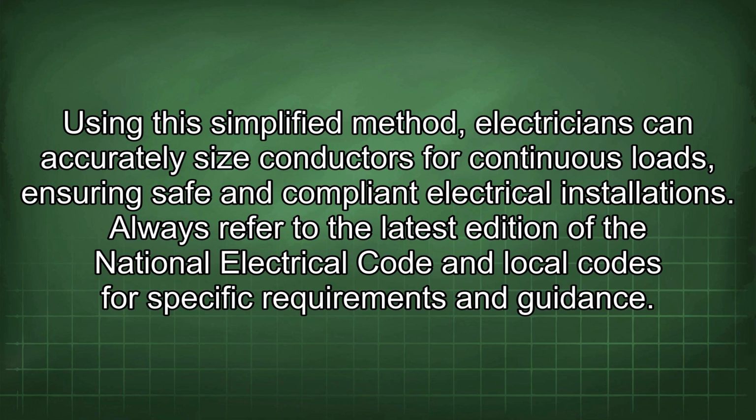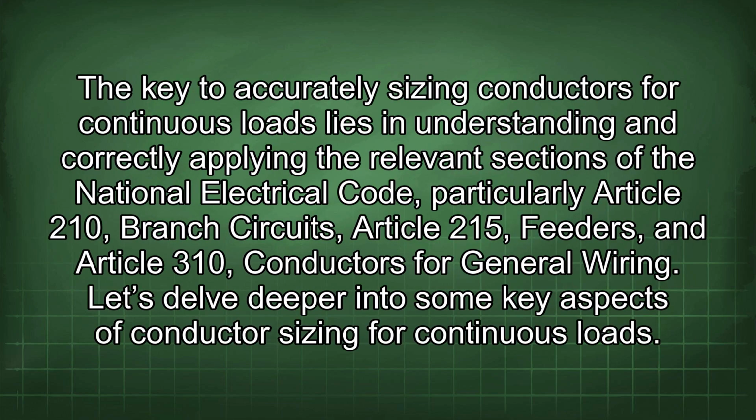Using this simplified method, electricians can accurately size conductors for continuous loads, ensuring safe and compliant electrical installations. Always refer to the latest edition of the National Electrical Code and local codes for specific requirements and guidance. The key to accurately sizing conductors for continuous loads lies in understanding and correctly applying the relevant sections of the National Electrical Code, particularly Article 210, branch circuits, Article 215, feeders, and Article 310, conductors for general wiring.